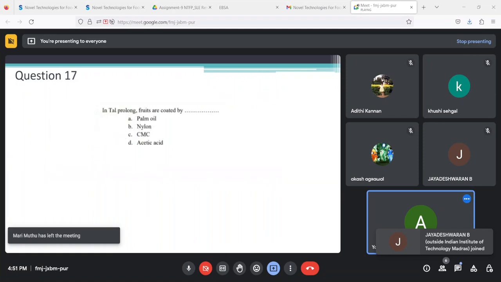Okay, moving to question 17. In tal prolong, fruits are coated by A. palm oil, B. nylon, C. CMC and D. acetic acid. So which of these is the correct edible coating for the process of tal prolong?